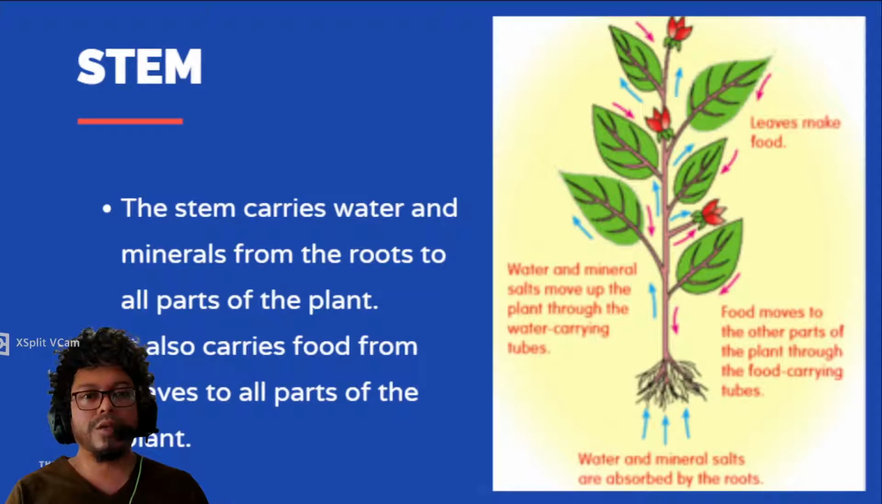Next, the stem carries water and minerals from the roots to all parts of the plant. It also carries food from leaves to all parts of the plant. Now let's remember, the function of roots is to absorb water. Roots absorb water, ia menyerap air, and from roots the water will pass through the stem. The stem will carry the water and minerals to the leaves or flower or fruits and so on. And then the other function of the stem is it carries food. Like I said, the leaves make the food. Leaf buat makanan. Later we shall go into that.